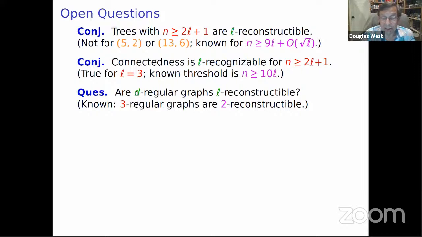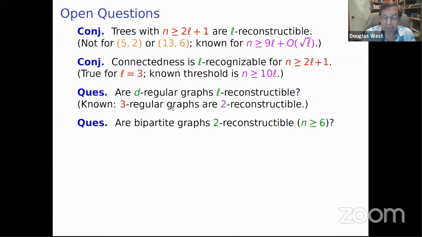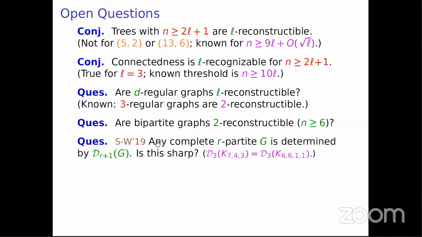Again, I told you a little bit about regular graphs. So now for other values of d and L, can you show that d-regular graphs are L-reconstructible? We know this much. What about bipartite graphs? A very well-behaved class of graphs in many respects. Can you show that bipartite graphs are 2-reconstructible? Just a little bit more than what's known about reconstructibility.